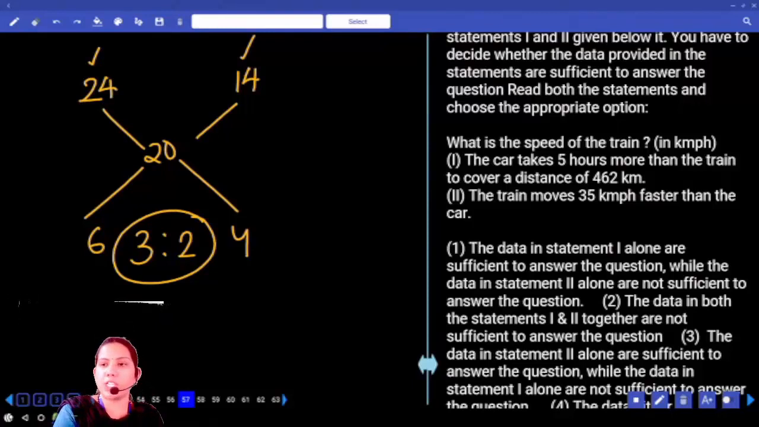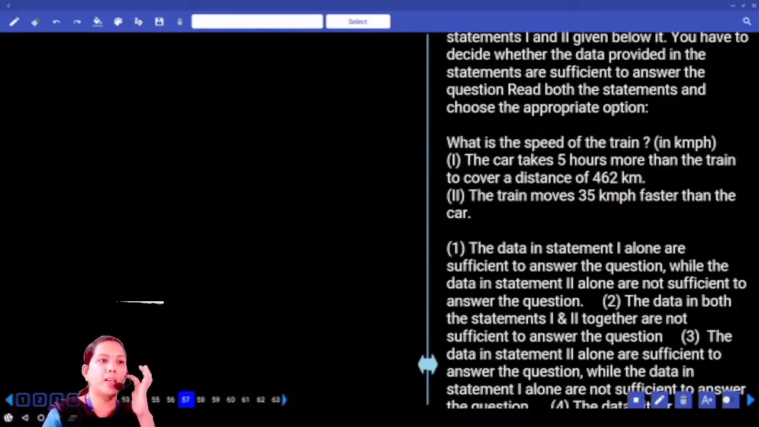Okay. Next. Question number 57. What is the speed of the train? What is speed formula? Distance by time. Kilometer per hour to meter per second conversion. Multiply with 5 by 18. Meter per second to kilometer per hour, 18 by 5. 1 minute is equal to how many seconds? 1 second is equal to how many minutes? 1 by 60.